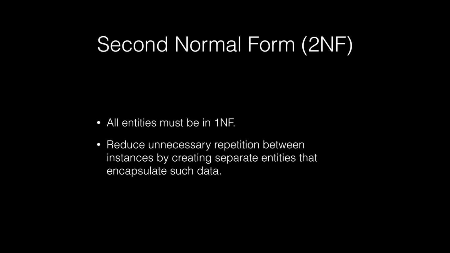So that was most of the work. Thank goodness. Second normal form is where we first ensure that all entities are in first normal form. Right, so it's really just a way of saying, okay, first normal form was really the required stuff, and now we're adding on an optional best practice kind of layer. To get to second normal form, we add to first normal form that we reduce unnecessary repetition between the rows or instances by creating separate entities that encapsulate such data. So what in the goodness gracious am I talking about there?